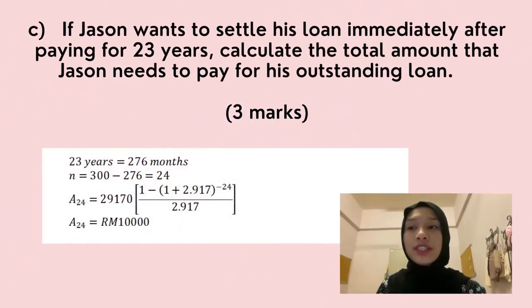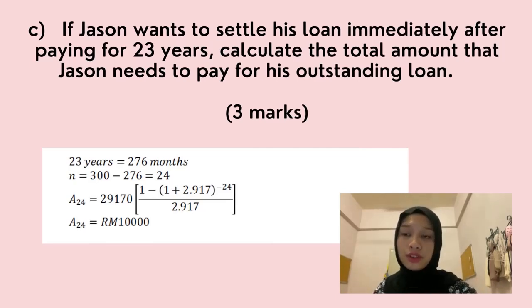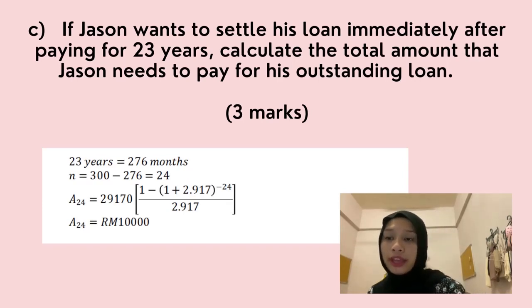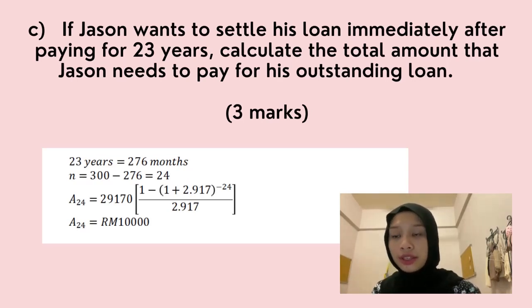For question C, if Jason wants to settle his loan immediately after paying for 23 years, calculate the total amount that Jason needs to pay for his outstanding loan. So in this question, we must calculate the total amount. In order to do that, the years must be turned into months. So 23 years equals 276 months. And for n, it equals 300 minus 276, so n equals 24.